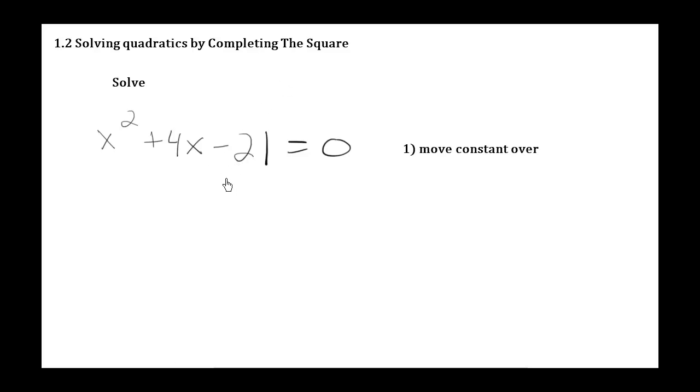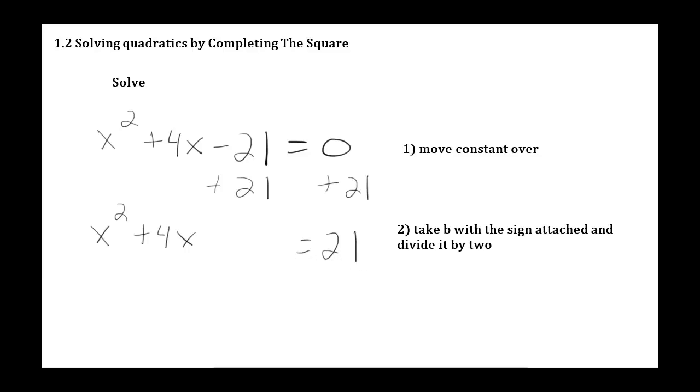When you complete the square, the first thing you need to do is move the constant over. So I'm going to add the 21 to both sides, that's the constant, I'm going to get it over. So I rewrite the left hand side, I got x squared plus 4x, leave some space, equals 21.